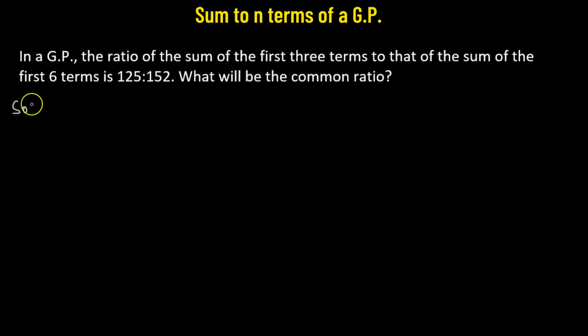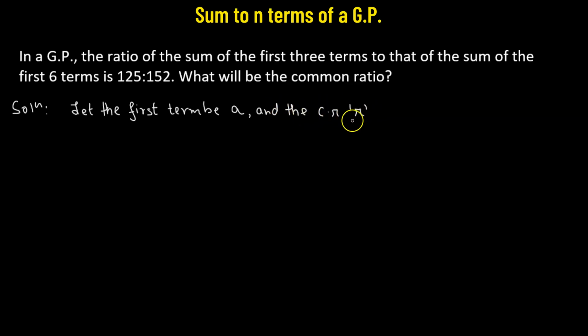So let's begin. We are going to specify the first term and the common ratio. Let the first term be the letter a in lowercase, and the common ratio we're going to represent by the letter r in lowercase as well.